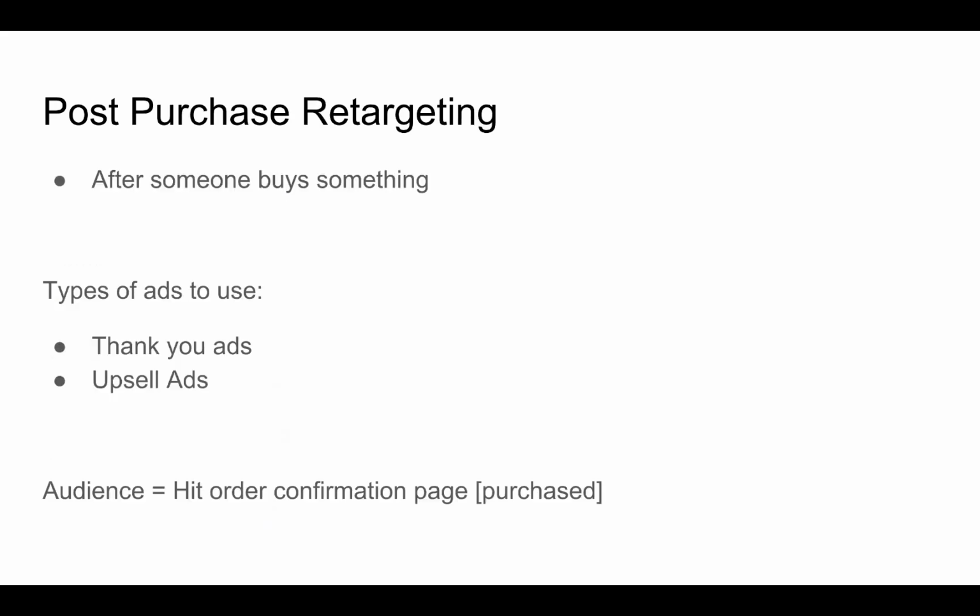And then the last one is post-purchase retargeting. After someone buys something, you don't have to only serve ads to people that aren't customers yet. You can serve ads to people that have bought something from you to get them to like you more or to even sell them more stuff. So for this audience, it's people that hit the order confirmation page, so they purchased something from you.